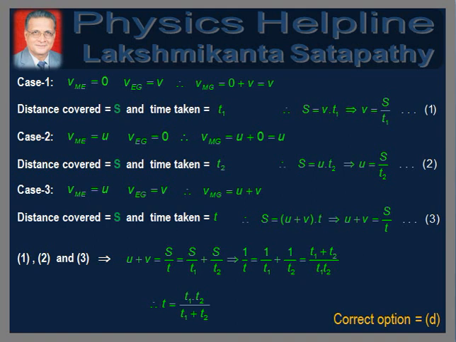From the equations 1, 2 and 3, we get u plus v is equal to s by t, which is equal to s by t1 plus s by t2. This implies 1 by t is equal to 1 by t1 plus 1 by t2, which is equal to t1 plus t2 divided by t1 into t2. Therefore, we have t is equal to t1 into t2 divided by t1 plus t2. Therefore, the correct option is D, which is the answer to question 1.